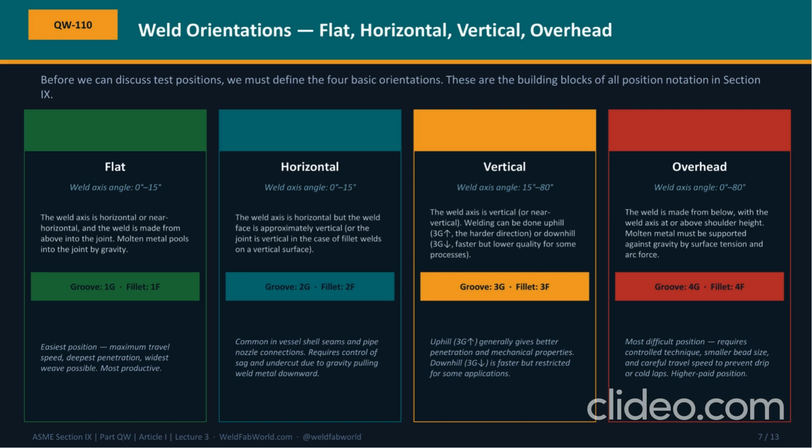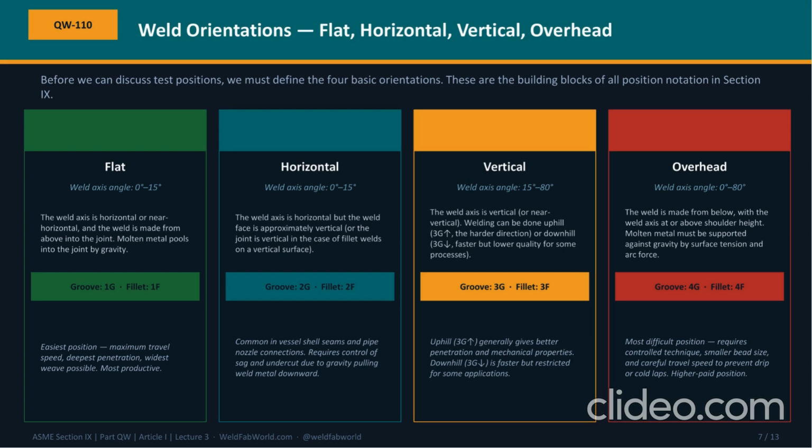Some WPS documents explicitly specify the permissible progression direction, and as we noted in the definitions lecture, weld progression direction is an essential variable for certain processes. Overhead, designation O. The weld is made from below, with the weld deposited upward against gravity. The weld axis can be anywhere from horizontal to near vertical. The defining characteristic is that the weld face is downward and the welder works from underneath.